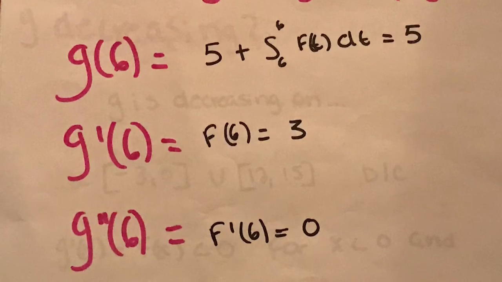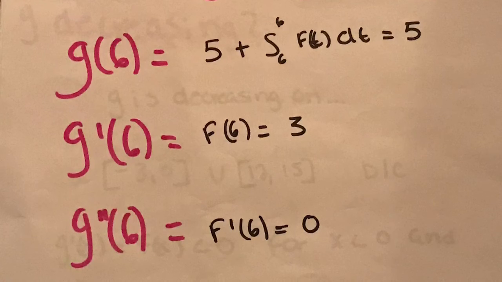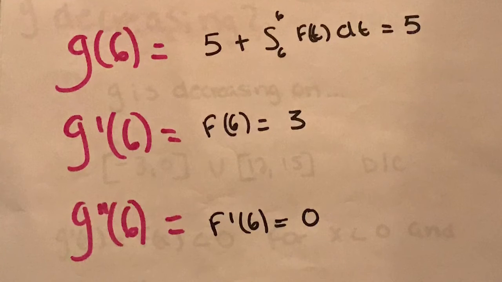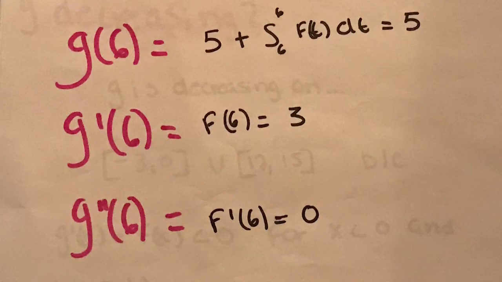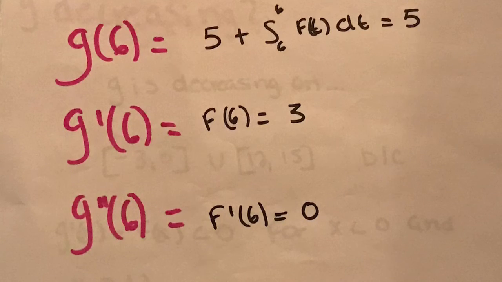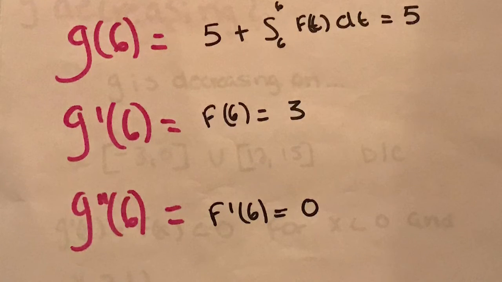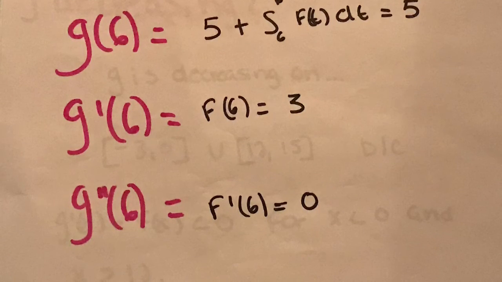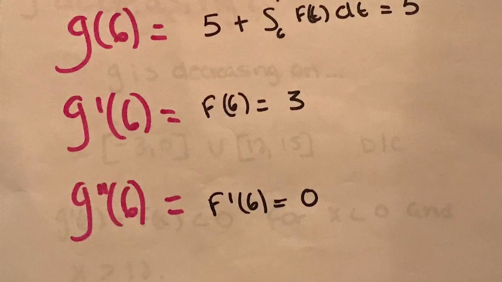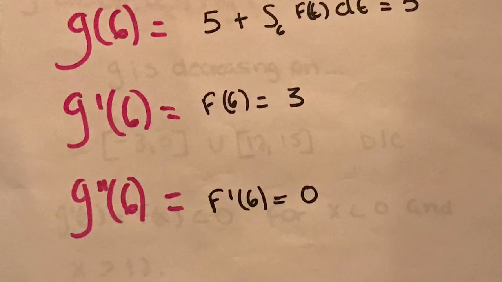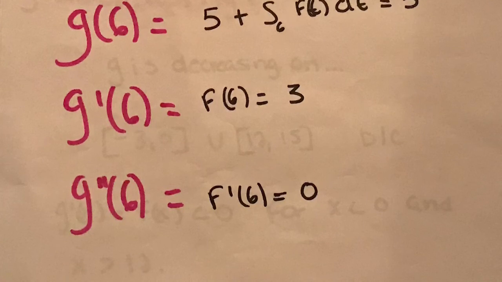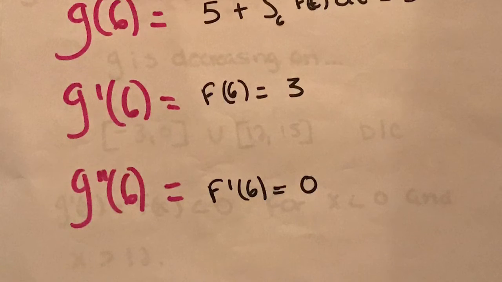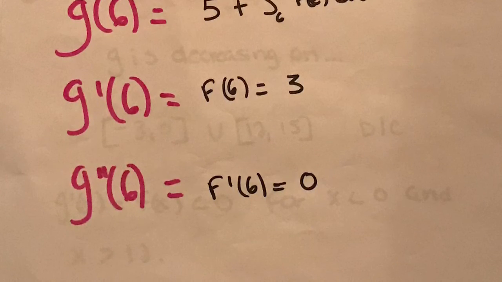For g prime of x, we know that g prime is equal to f. So we can look directly at the graph and find the height at 6. g prime of 6, which equals f of 6, will be 3. g double prime of 6 is equal to f prime of 6. Since this is a graph of f, we need to look at the slope at 6. So the slope at 6 is 0.